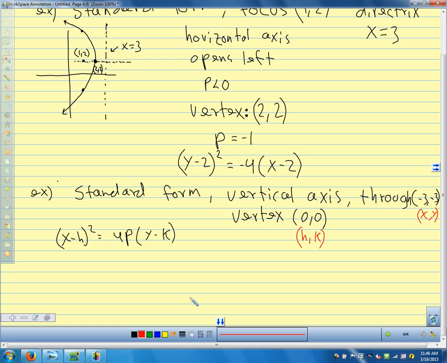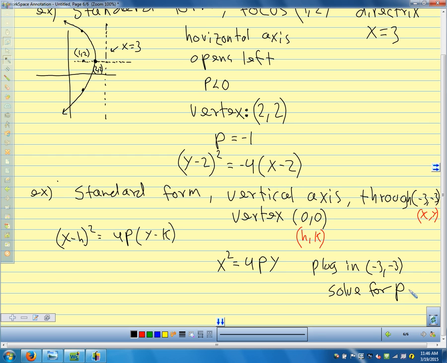So I can start to write my equation. Because it's a vertical axis, we know it takes this form. So we get x squared equals 4p y. So our problem here is to solve for p. How do we solve for p? Plug in x and y, solve for p.